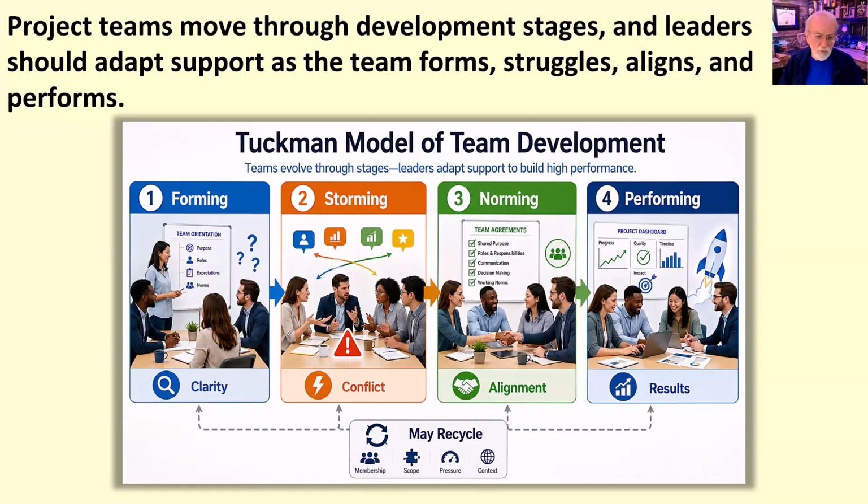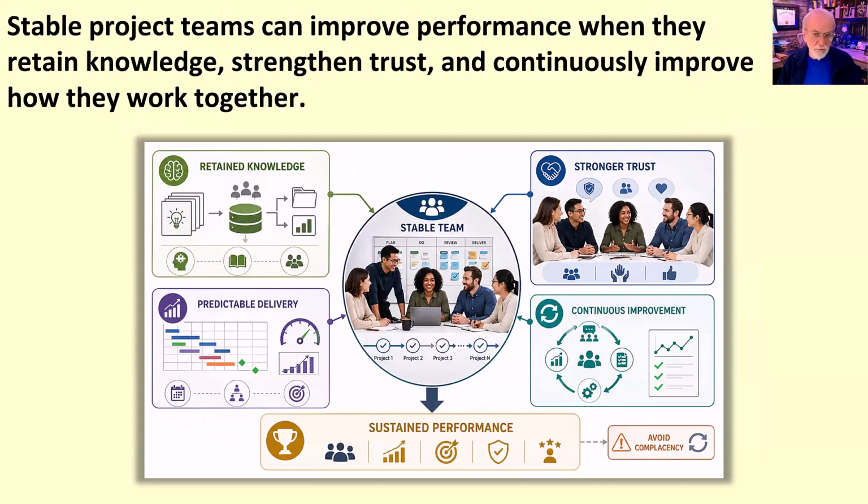The Tuckman model shows how project teams develop as they form, work through conflict, establish norms, and improve performance. A related modern idea is that organizations can gain additional performance benefits when effective teams remain together over time. Next, we'll look at how long-lived teams and how stable membership can help teams retain knowledge, strengthen trust, and continuously improve how they work. Long-lived teams build performance over time.